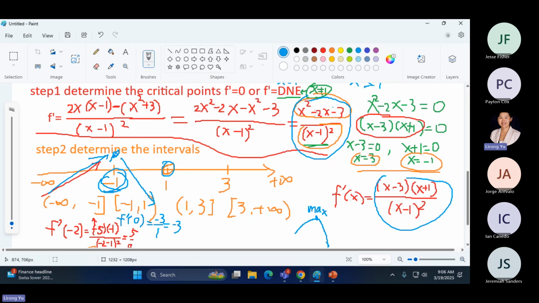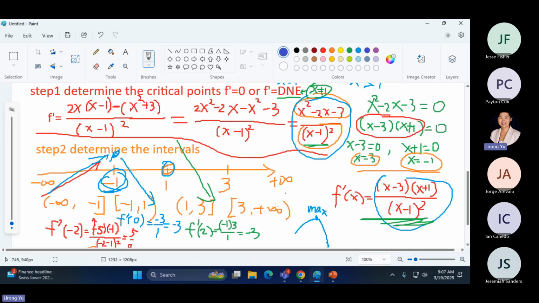All right. We go forward between 1 and 3. For the next interval, let's try f prime of 2. Between 1 and 3, we choose 2 and put the 2 into this formula. We go 2 minus 1 is 1, and 2 plus 1 is 3, 1 times 3 over 2 minus 1 squared, that's 1. The whole thing is -3. That's negative, that means it's decreasing. So that's that one, a decreasing interval.